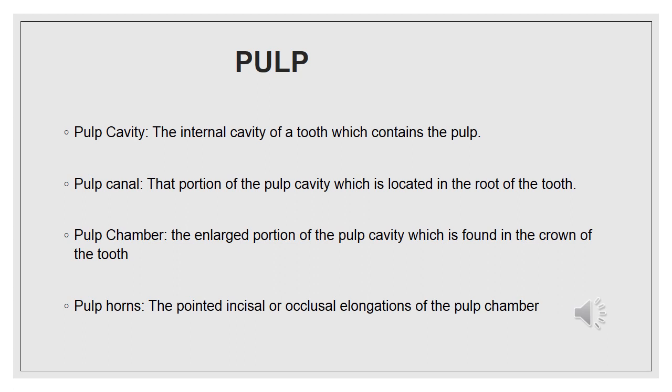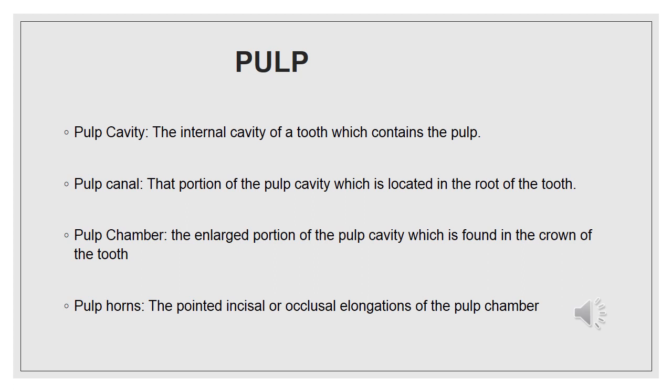As I said before, pulp is a living soft tissue. It contains nerves and blood vessels. It is present in a pulp cavity. Now what is a pulp cavity? It is an internal cavity present in a tooth.